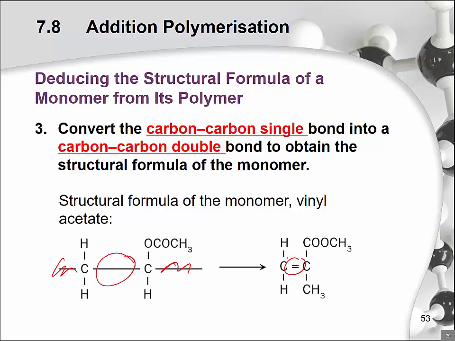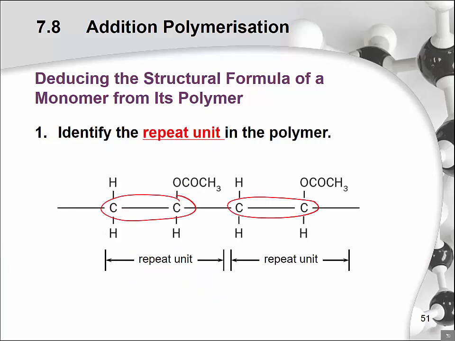Okay, so convert the single bond into a double bond in the center. That's all. So basically the steps are very simple. First, given a polymer, you identify 2 carbons. Just select any 2 carbons. It can even be here. It can even be this carbon.